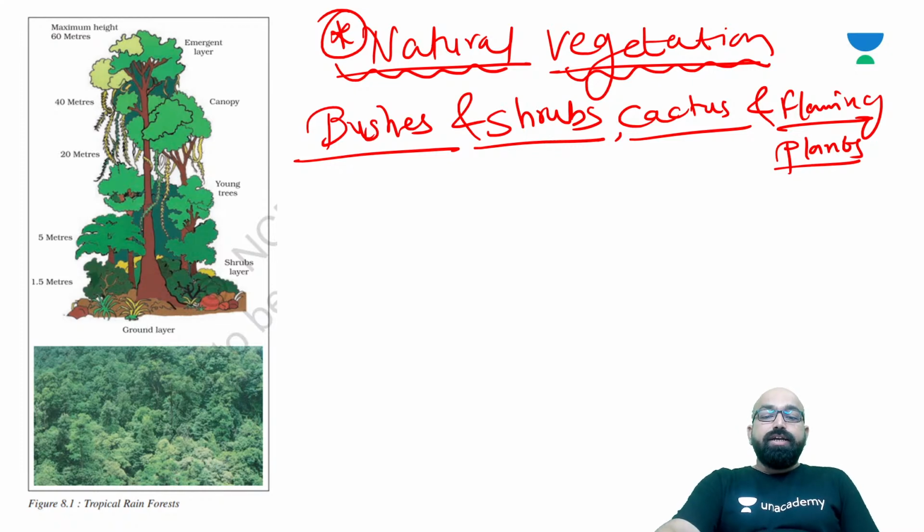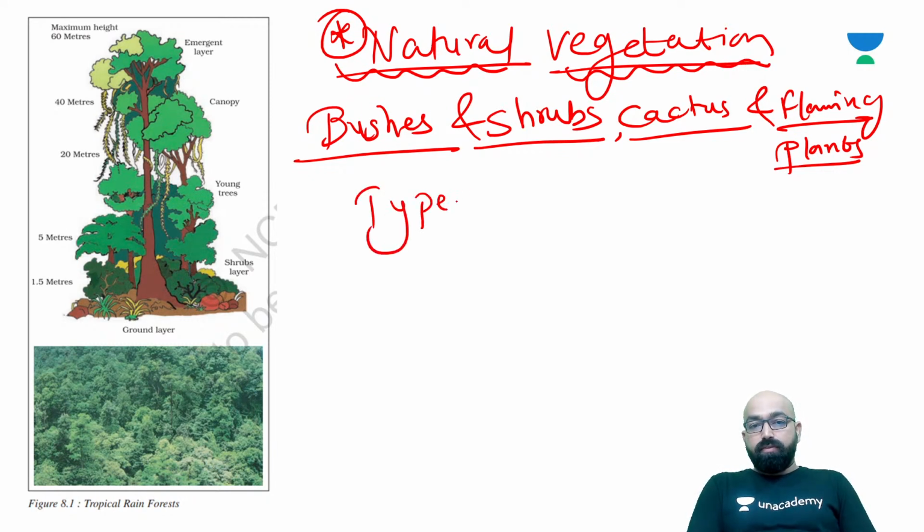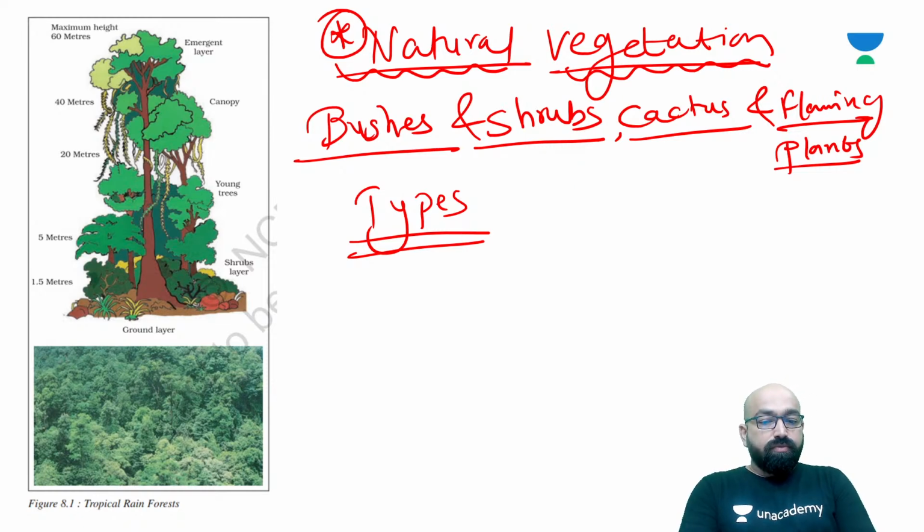So there are different types of natural vegetation which are dependent on different climatic conditions, among which the amount of rainfall is very important for the natural vegetation. Now, due to varied climatic conditions, India has a wide range of natural vegetation. There are 5 types of natural vegetation.